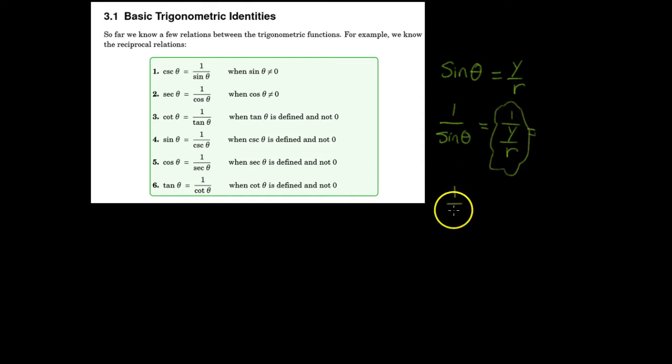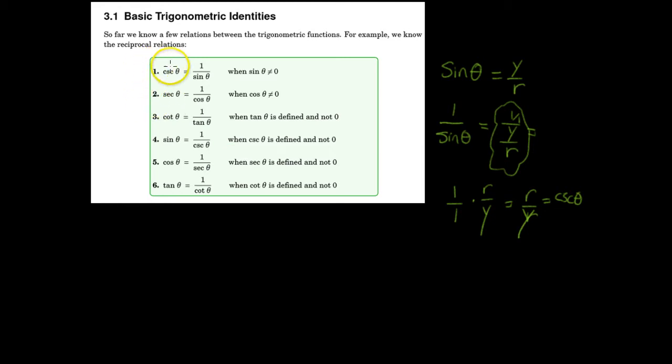If you have 1 on the top, you can put it over 1. So let's just put a little fraction there. This is a complex fraction times the reciprocal of the bottom, so that's r over y. So it basically just flips the bottom. So you have r over y, and we defined that to be cosecant theta. Okay, so you can review these and go through them, but it's assumed that you remember the relationship.